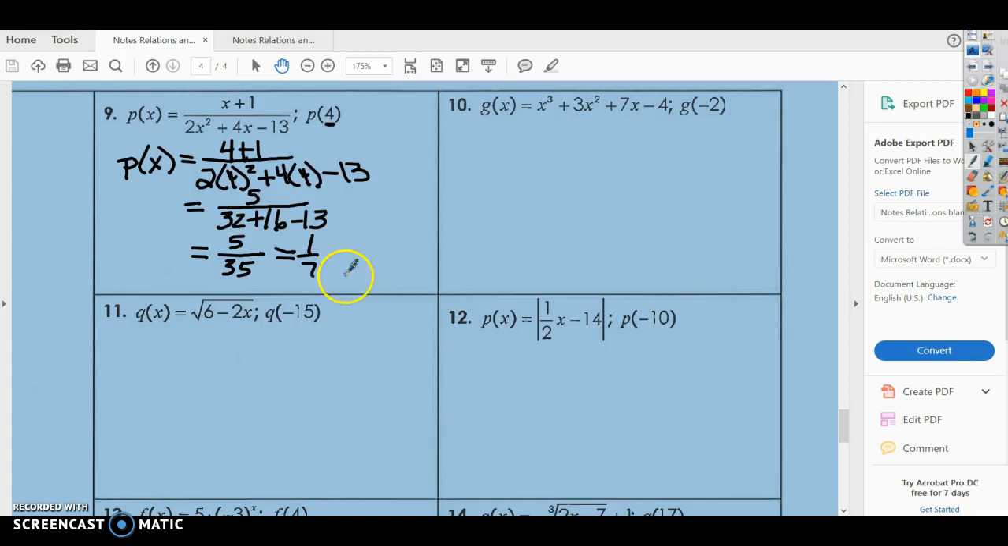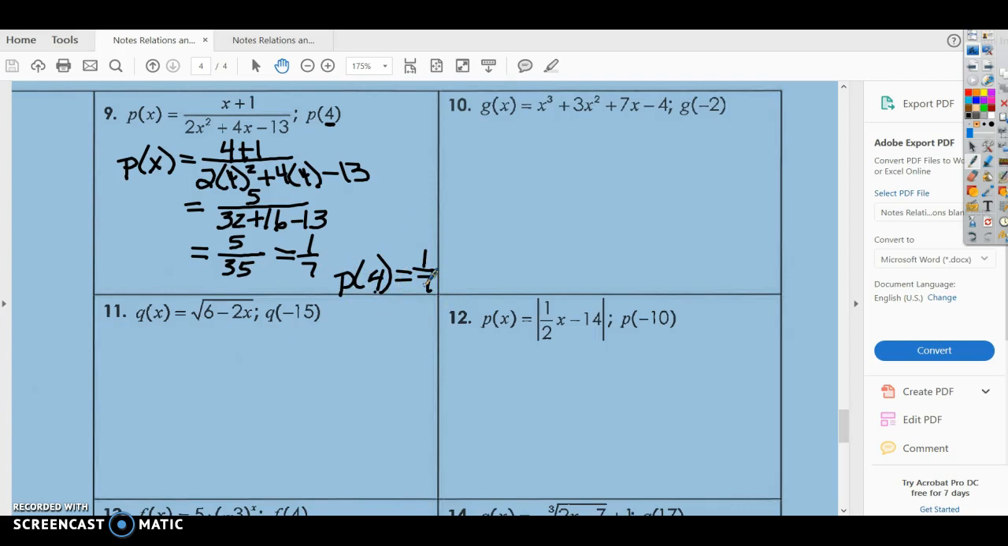So if I have p of 4, that means my x is 4. p of x, f of x, q of x, m of x, anything of x, function notation, that's the same as y, so that would be 1/7. So basically you can read this as your x is 4 and your y, p of x, equals 1/7.